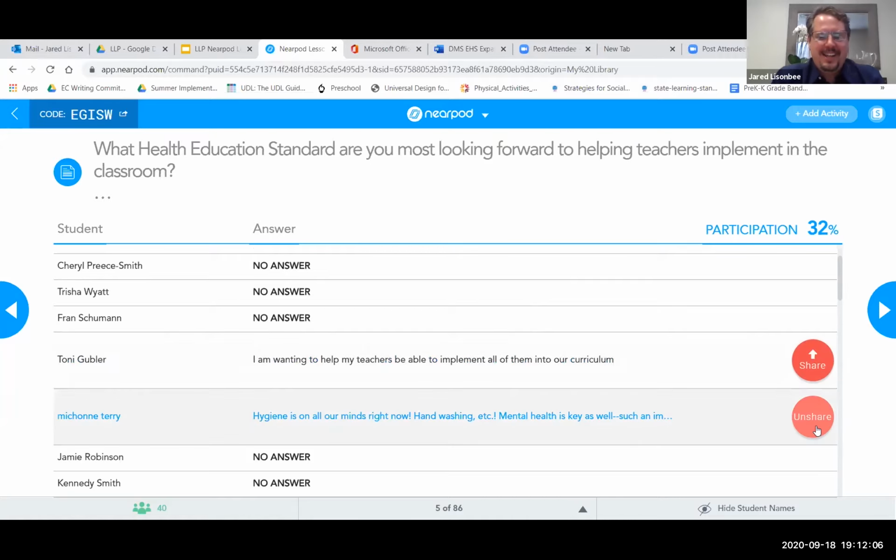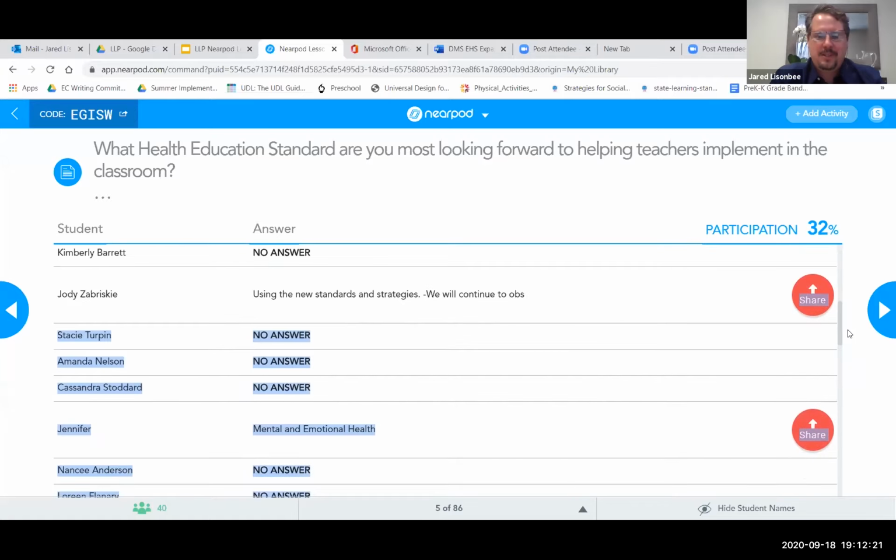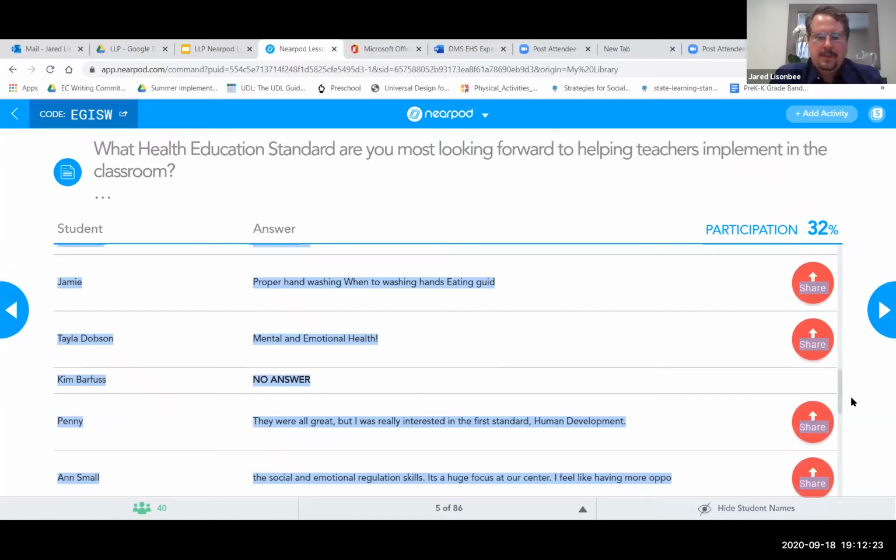This is an interesting one. Hygiene is on all of our minds right now, hand washing, etc. It's kind of a funny story. This was planned well before COVID hit, the hygiene section, but it made it more pertinent and more meaningful with our current situation. Let's see, let me do a couple more.